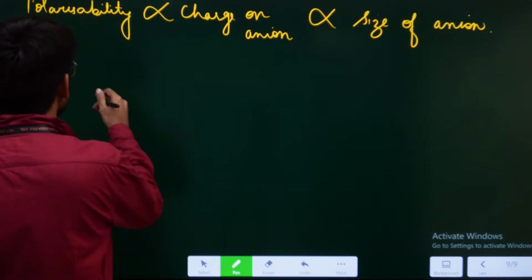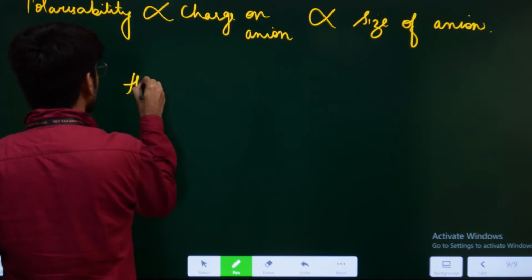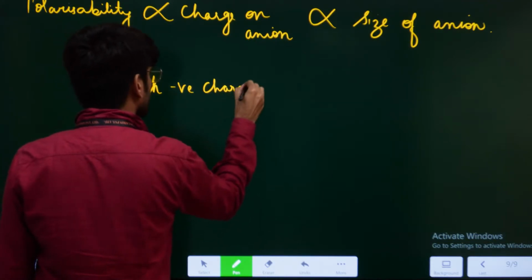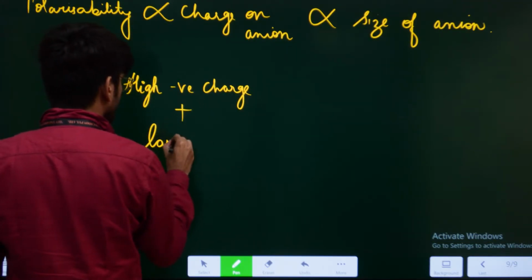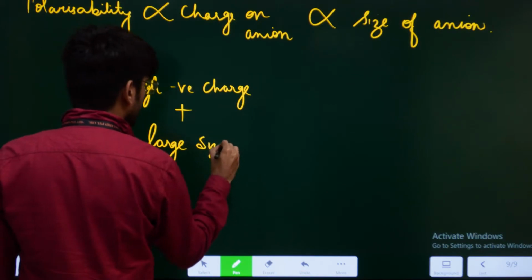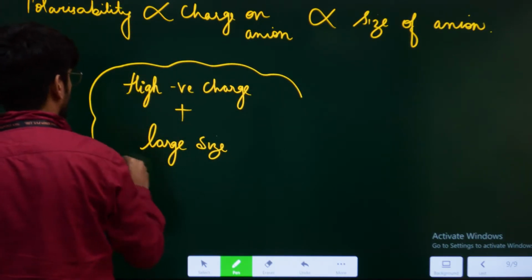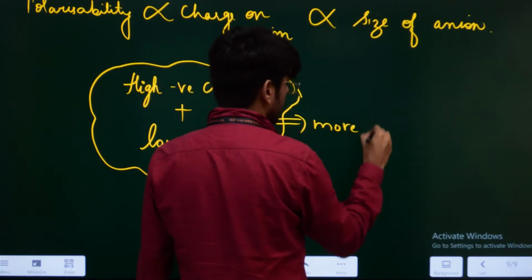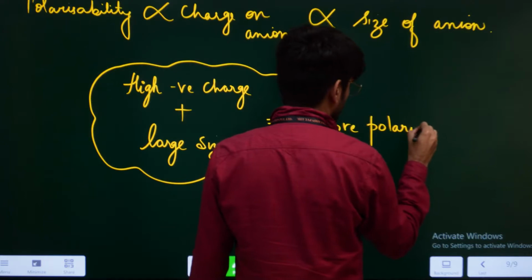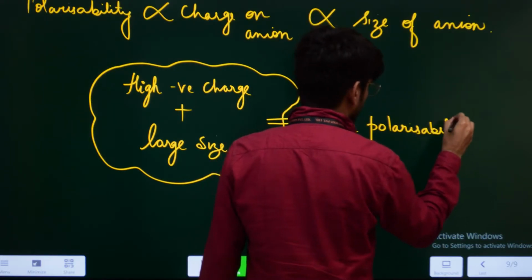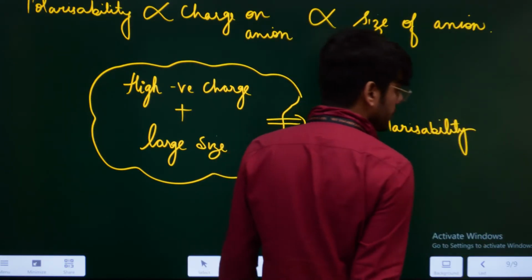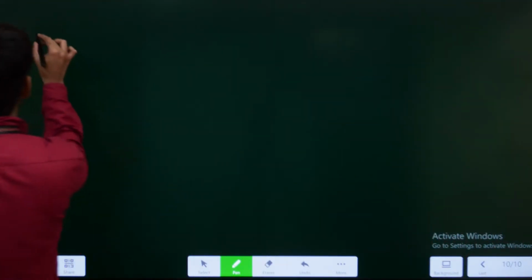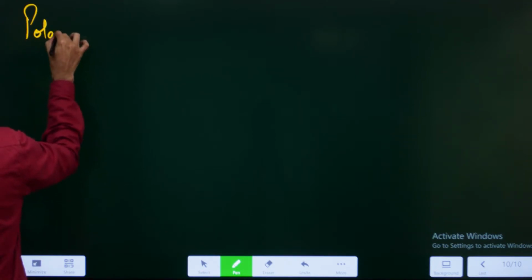So can I say that high negative charge plus large size means more polarizability? Yes or no?